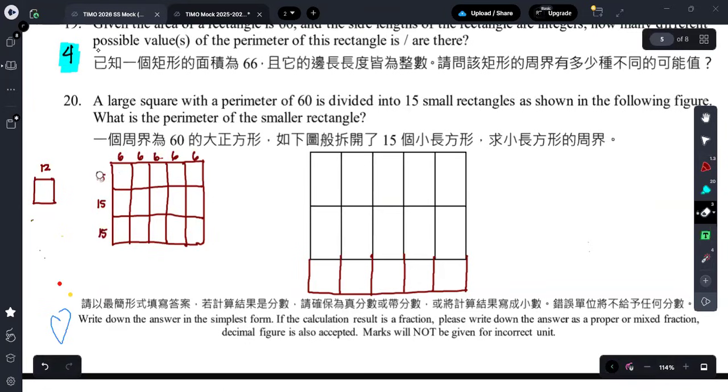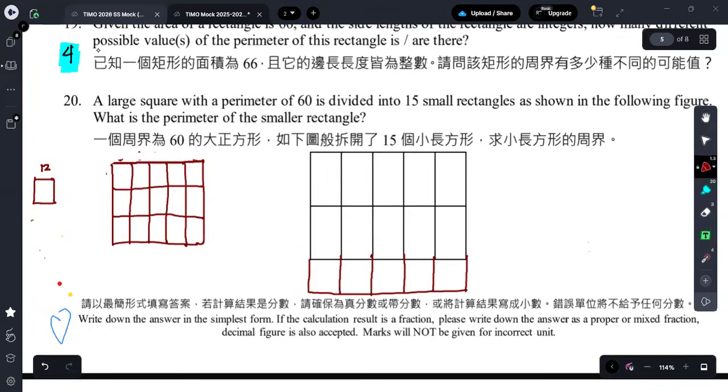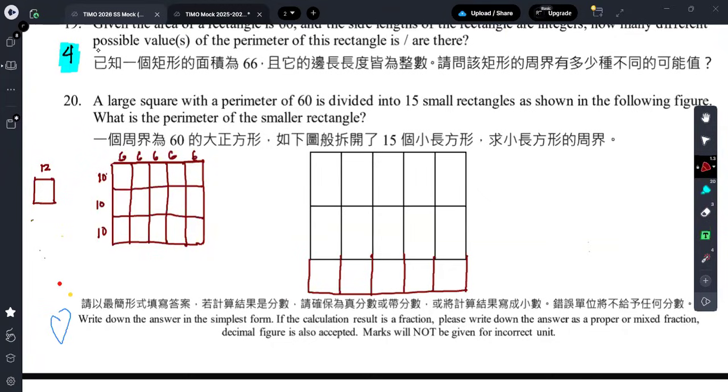Wait, the white side is 5. 5, 5, 5. Isn't it 10? 15, wait. If this is 60, the perimeter is 60. 60 is the perimeter of the square. So the length of the square is 30 and 30. So this is 6, 6, 6. This is 10, 10, 10.